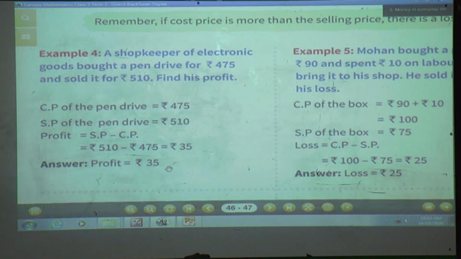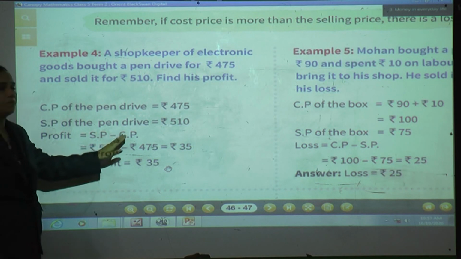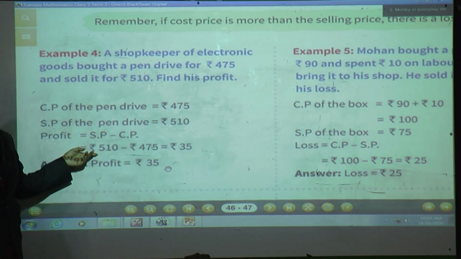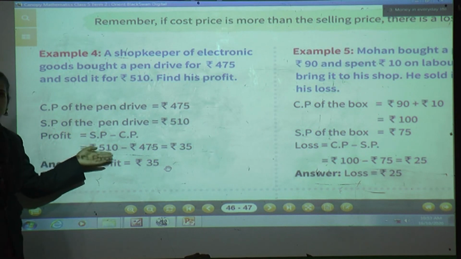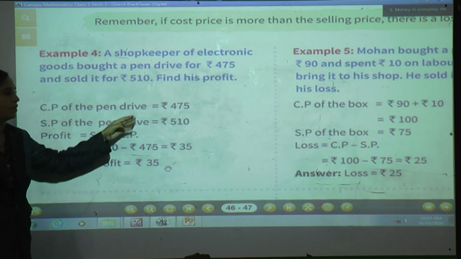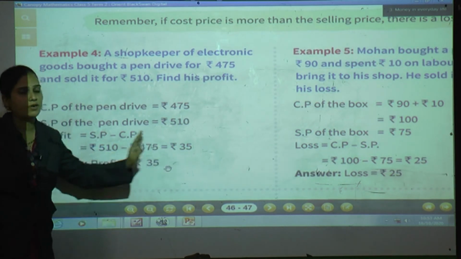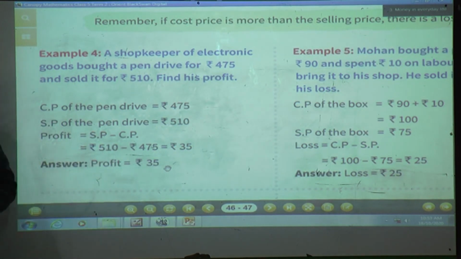So use the formula for profit. Profit is equal to SP minus CP. So put the values in the formula. Here SP is equal to 510 and CP is 475. So just subtract it and you will get rupees 35. That means profit is equal to rupees 35.